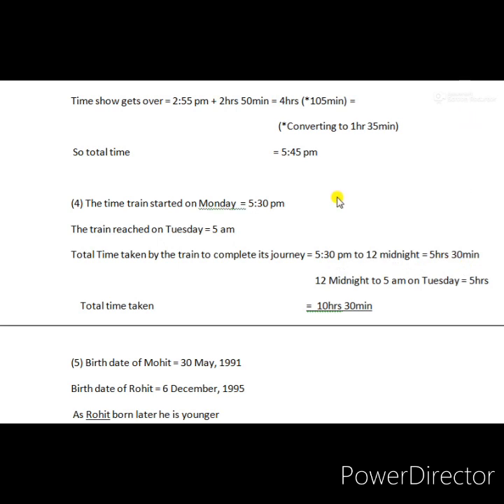Then the time from 12 midnight to 5 a.m. Tuesday morning is 5 hours. So how many hours did it take from Delhi to Katra? 5 hours 30 minutes plus 5 hours. That means total 10 hours 30 minutes the train took to complete its journey. Now we will move to the next question.